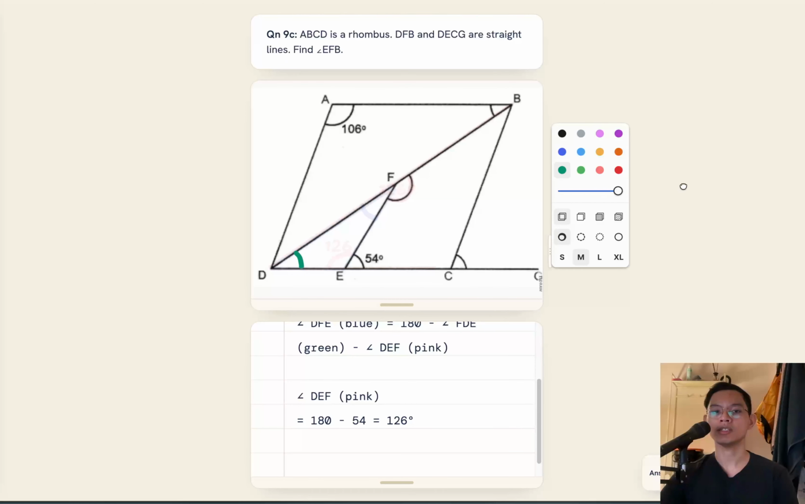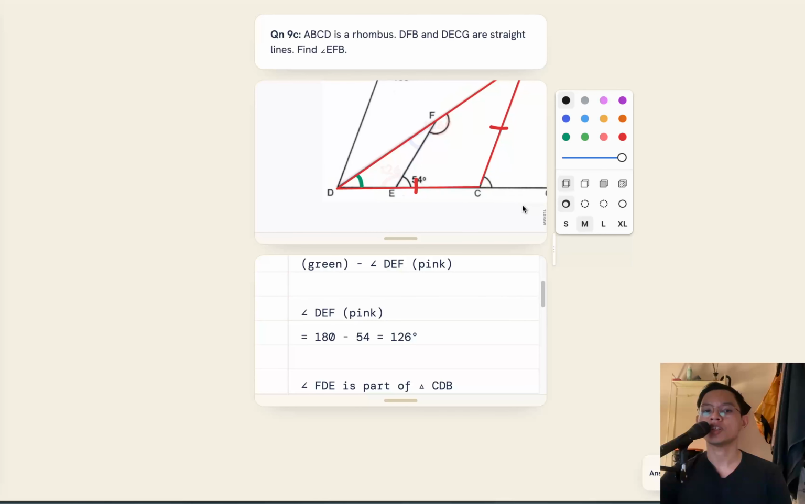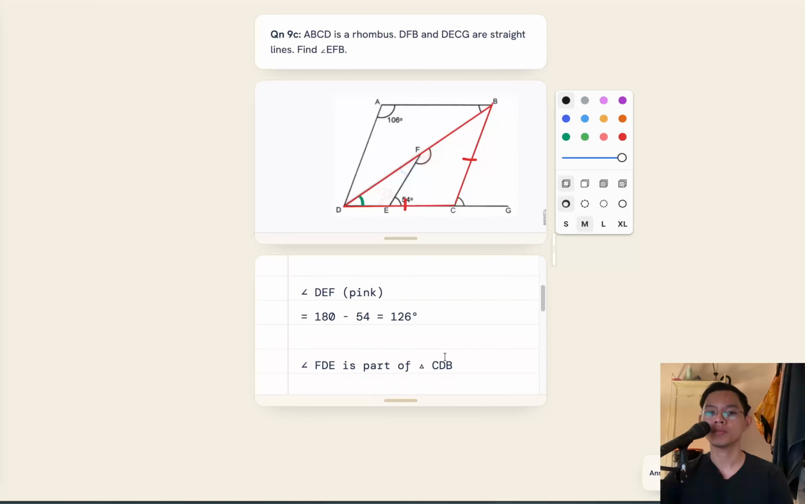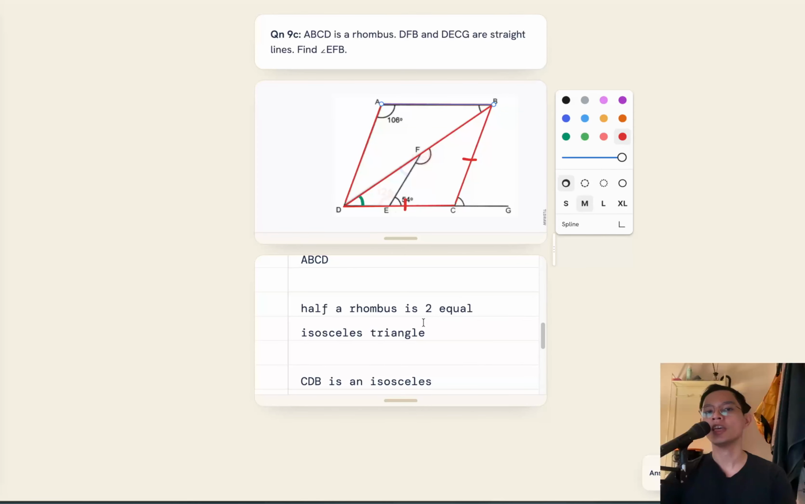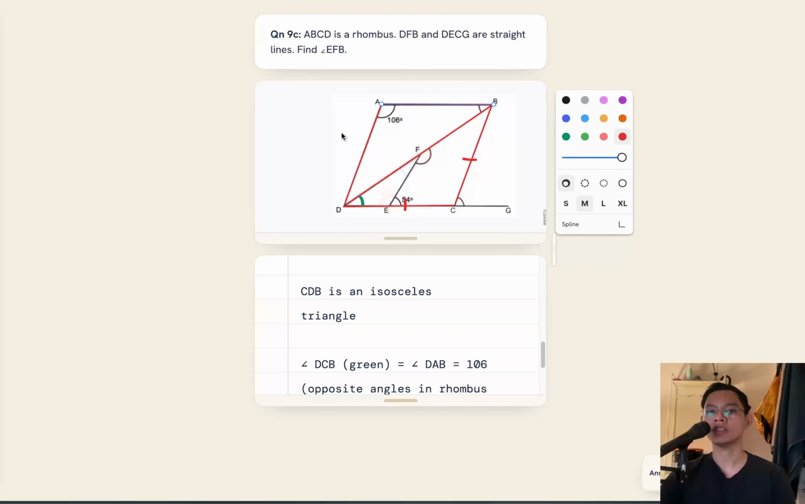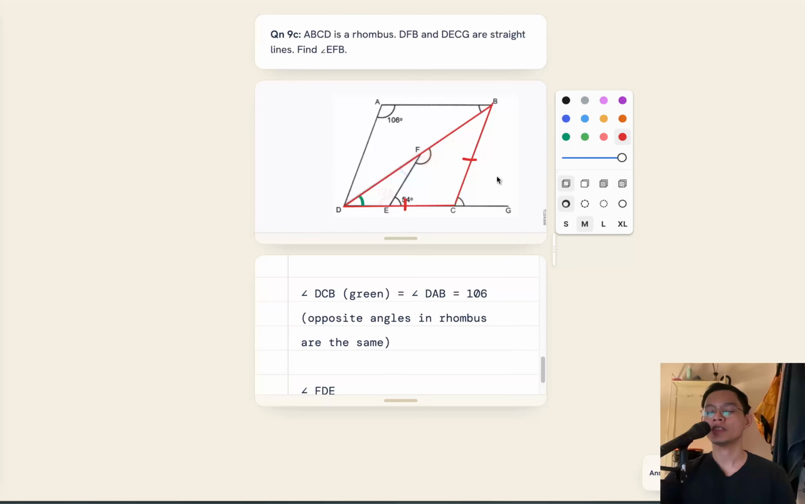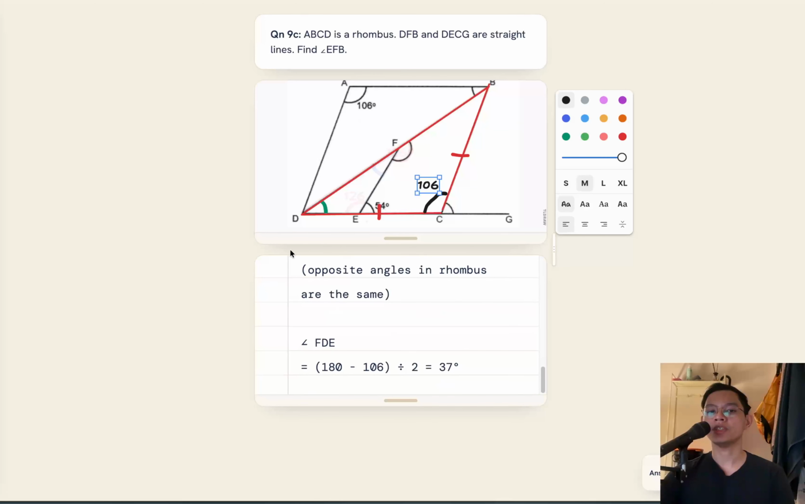The other angle is this angle over here, FDE, green. The thing is that FDE is actually part of the triangle CDB, as you see over here. And CDB is actually half a rhombus. As a rhombus, since it's half, it creates two equal isosceles triangles, which means CDB is an isosceles triangle. At the same time, since this is a rhombus, this over here is 106 degrees. Therefore, to find angle FDE, it's basically 180 minus 106, divided by 2, and this will be 37 degrees.